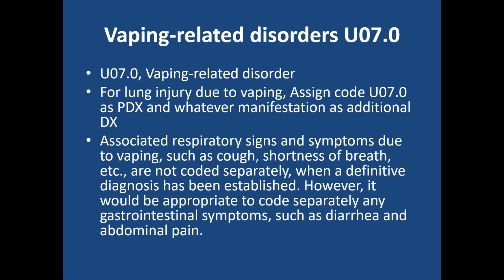Vaping-related disorders, U07.0. For lung injury due to vaping, assign code U07.0 as PDX and whatever manifestation as additional DX. Associated respiratory signs and symptoms due to vaping, such as cough, shortness of breath, etc., are not coded separately when a definitive diagnosis has been established. However, it would be appropriate to code separately any gastrointestinal symptoms, such as diarrhea and abdominal pain.